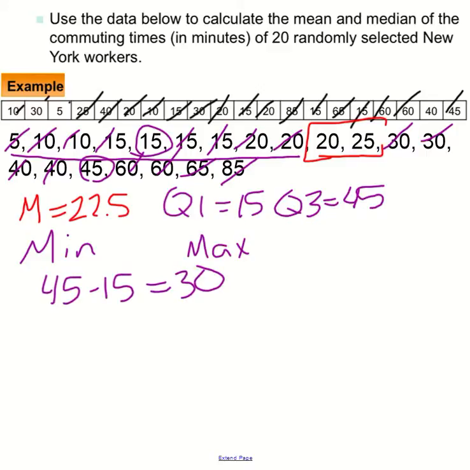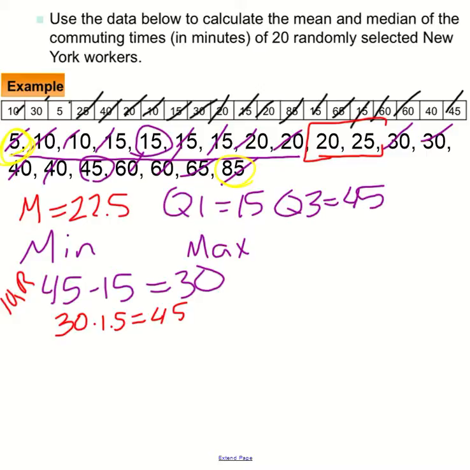Now, if we notice, our maximum right now, 85, is a lot bigger than the rest of the numbers, and our minimum looks pretty similar to the numbers. Sometimes we have what we call outliers, numbers that don't fit with the rest of the data. The IQR, which we just found to be 30, helps us determine if we have outliers. If we take our IQR, 30, and multiply it by 1.5, we get 45.